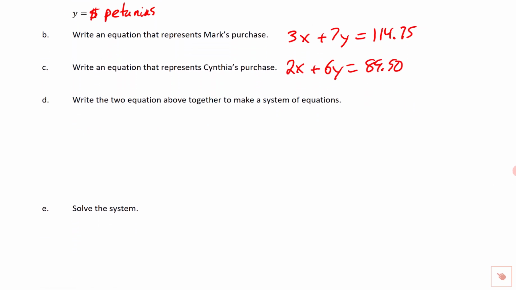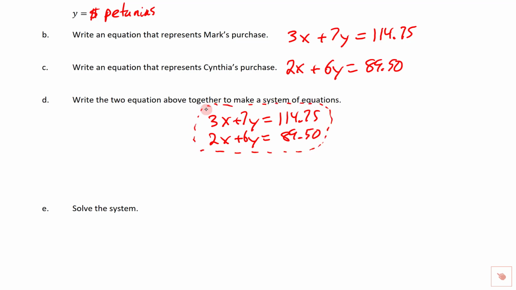Now, that's a lot of the work and thinking that goes on here. So I'm going to come down here and it says write the 2 equations above together to make a system of equations. So we're kind of stepping through this. So I'm just going to rewrite those here. So I'm going to rewrite this as 3x plus 7y equals 114.75. And 2x plus 6y equals 89.50. So I've got my system of equations put together here. Now we get to choose how to do this. But let's take a pause right here. This right here is the hardest part. If you can get to here, you can solve the rest of this problem, because all we need to do now is either substitute or eliminate.